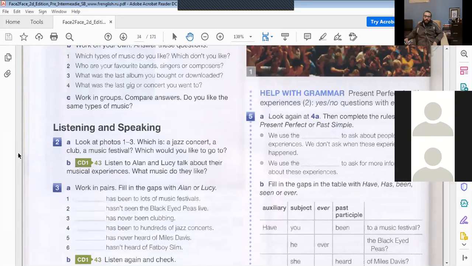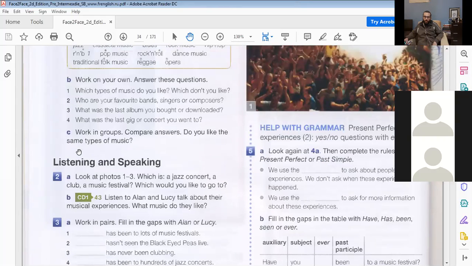So here in the listening part, we want to hear a few people talking about their musical experience. Some of them have been to concerts before, so they will talk about these concerts. Now, if you check here, it says which is a jazz concert. We have to look at the photos, of course. So we have a jazz concert, a club, and a musical festival. Let me show you the photos first.